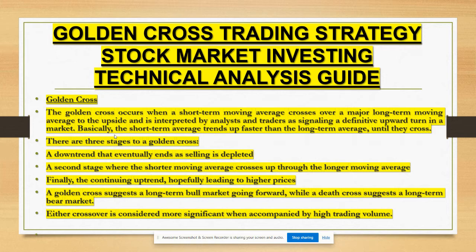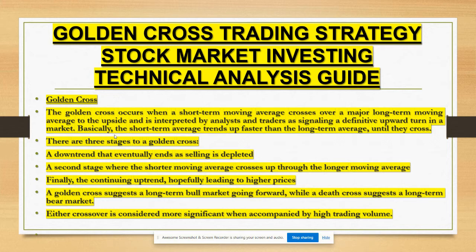and is interpreted by analysts and traders as signaling a definitive upward turn in a market. Basically, the short-term average trends up faster than the long-term average until they cross. So these are the three stages of a golden cross. A downtrend that eventually ends as selling is depleted. Normally, that is the end of the selling.